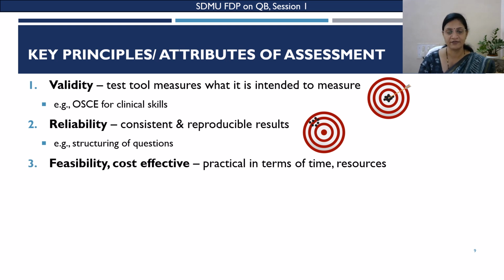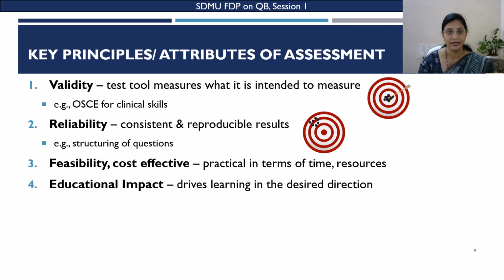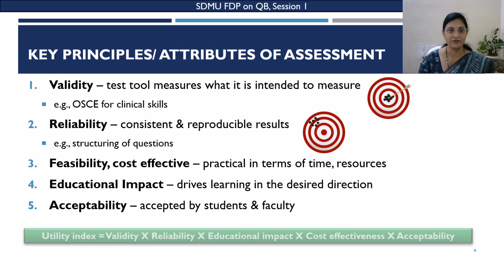Feasibility and cost effectiveness: the test tool should be practical in terms of time and resources available. Educational impact: it should drive the learning in the desired direction. The assessment tool, whatever we use, should be towards the learning goal, the outcome. Acceptability: it should be acceptable to students and faculty. We have something called the utility index, which is a product of all the above key principles. So if anything is zero, the utility will be zero. So we should ensure a balance between all the attributes of assessment.